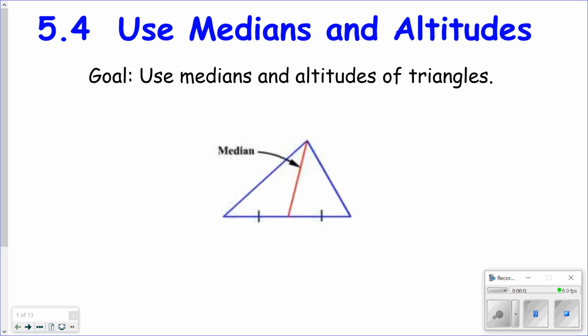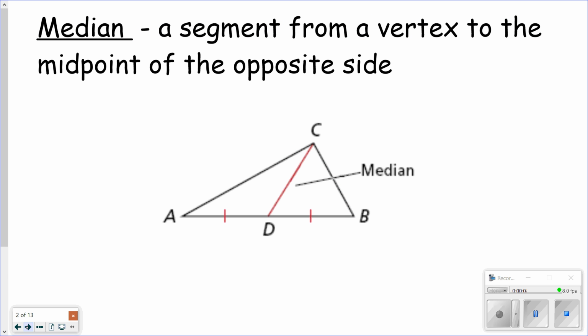Hi everyone, today we are going to start 5.4, which is use medians and altitudes. A median is a segment from the vertex to the midpoint of the opposite side. So this red line right here, which now I'm creating, is purple, would be a median. It starts at point C and it connects the midpoint, which in this case is point D.